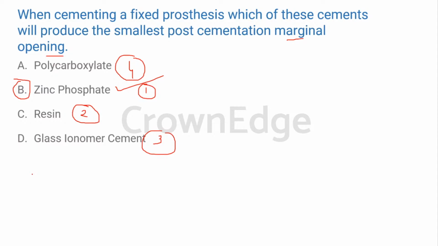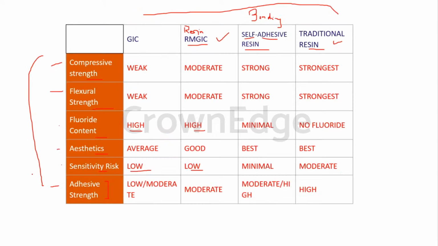Don't always think that resin is good, right? Resin is good with regards to certain aspects. GIC is good with regards to certain aspects, but with regards to post cementation margin opening, it's your zinc phosphate, which always comes first. All right. I hope it's clear. Any doubts, you can just type it down and I'll come back to it as fast as possible. All right. So this is with regards to your cements.